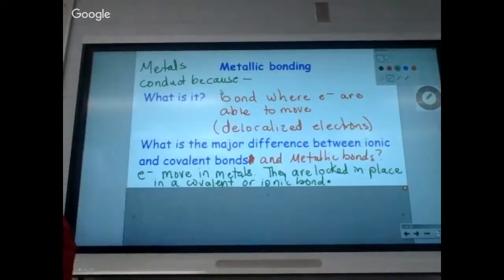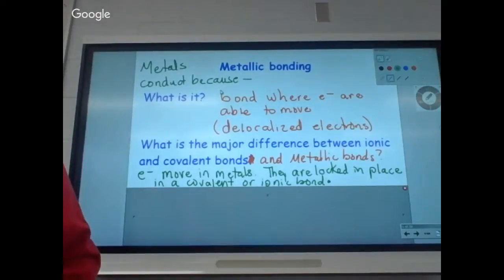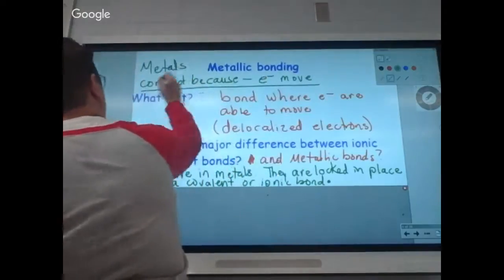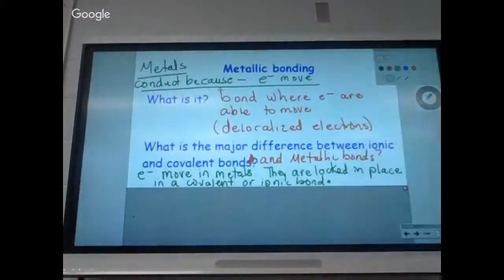Why do metals conduct? If you were listening, I gave you the answer. Why do metals conduct electricity? Which particles? That's right. The electrons move. Metals conduct because electrons move. If the electrons don't move, you cannot conduct electricity. Okay? It's that simple. You only conduct electricity if electrons move.